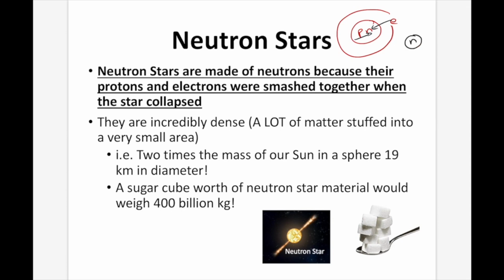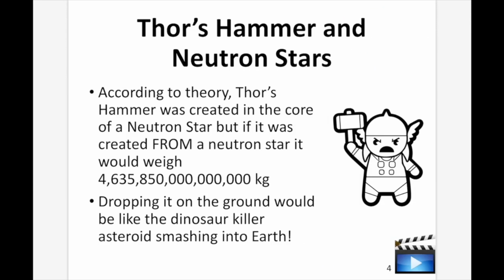So now you can get a whole bunch of different atoms squished into the same area. And that's going to give a very high density. They are so dense, everything is squished so close together, that you can get an object 2 times the mass of our sun in a sphere approximately 19 kilometers in diameter. A sugar cube's worth of neutron star, so just one of these, just that guy right there, would weigh approximately 400 billion kilograms. Thor's hammer and neutron stars.